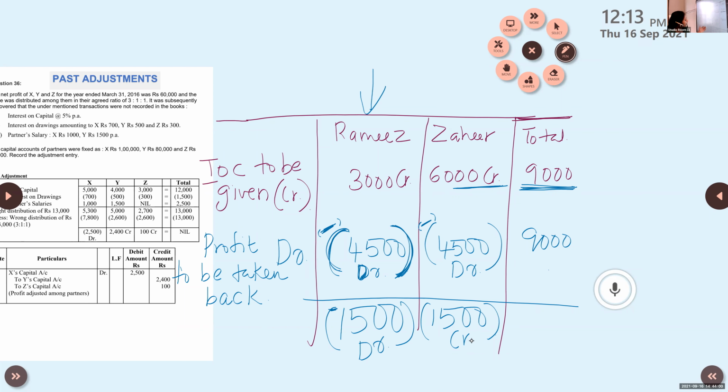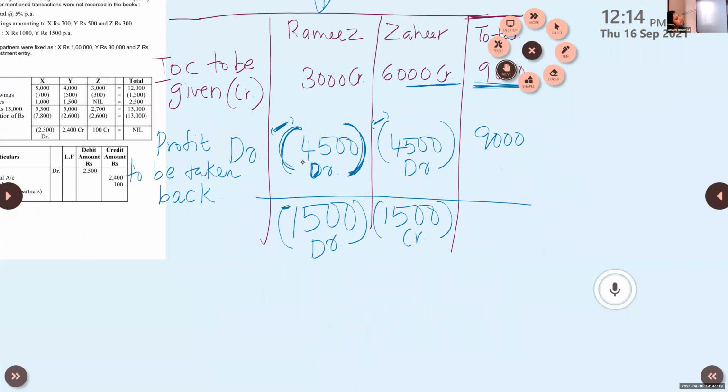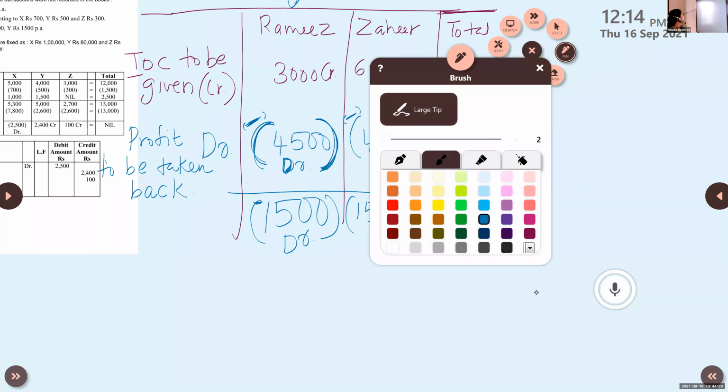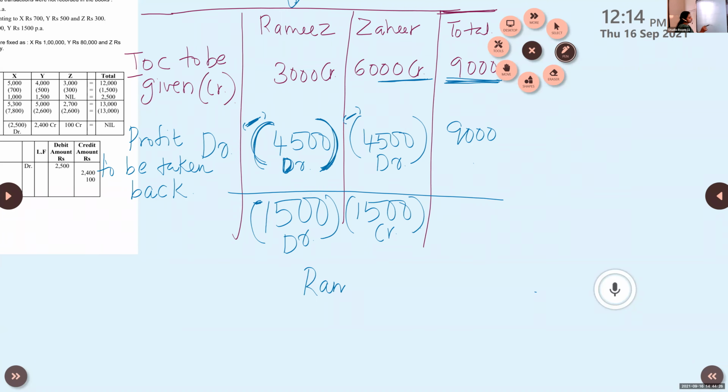Now you got what should be debited and what should be credited. Now write the journal entry. What is debit? Ramesh. Ramesh's capital account debit to Zahir's capital account, which is credited. Is that clear?